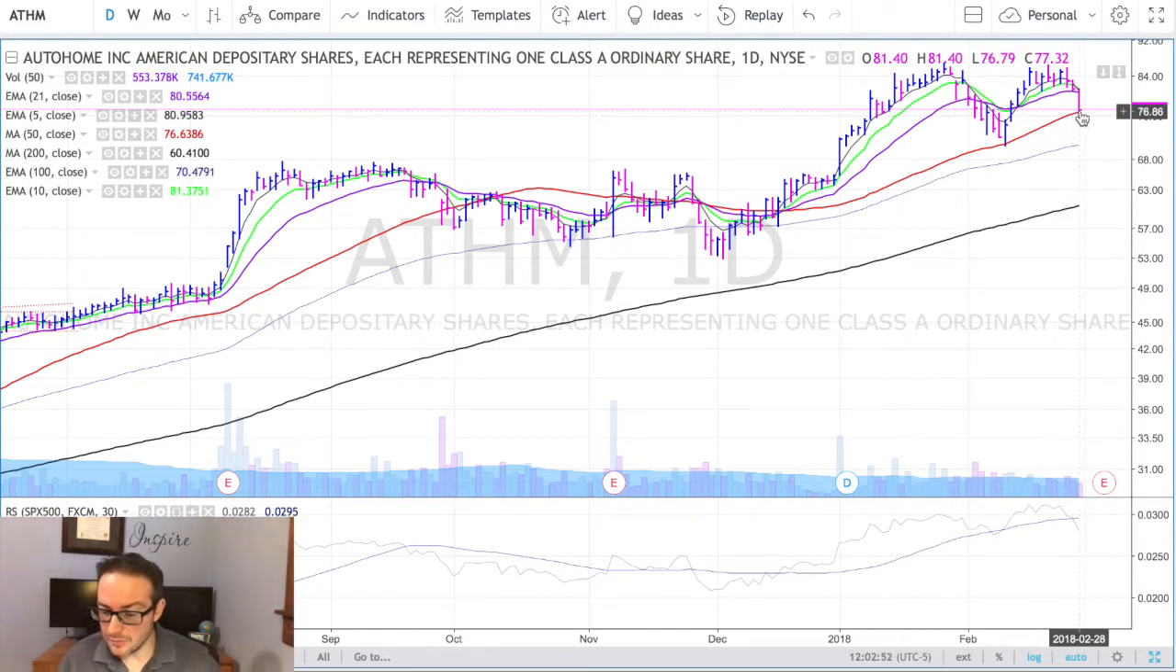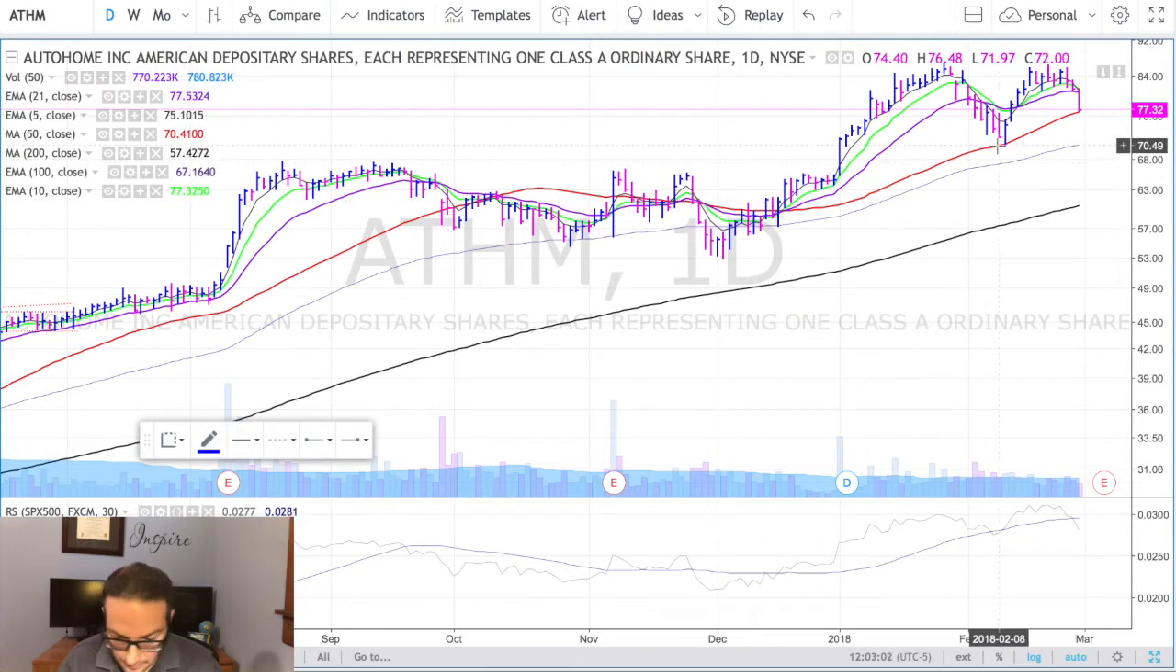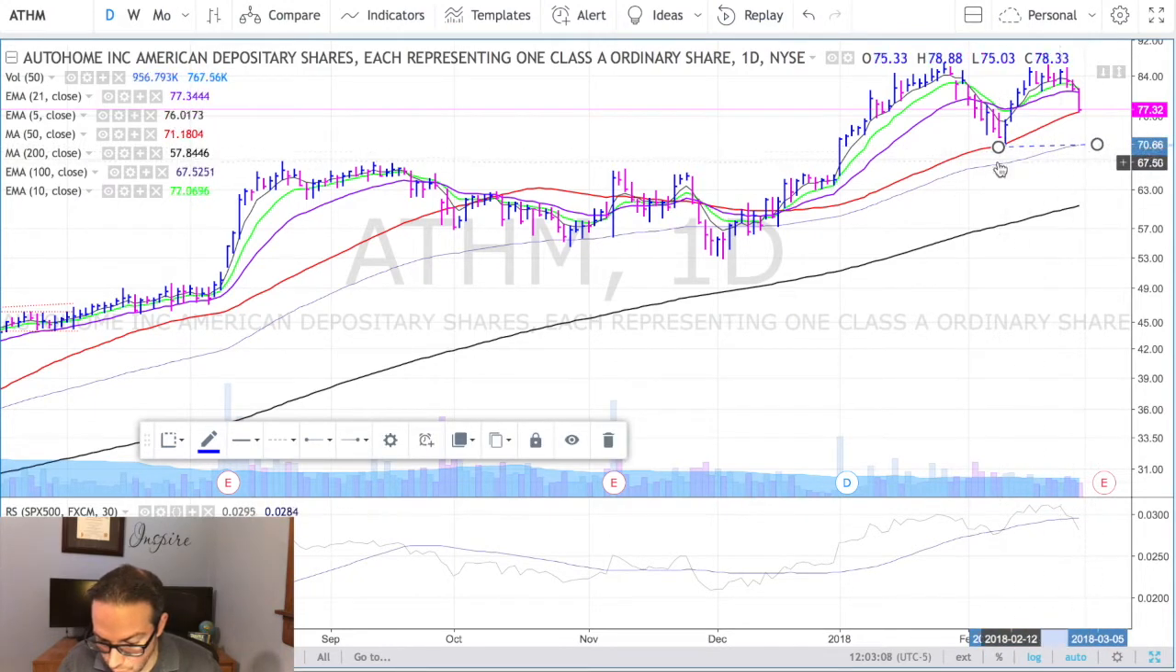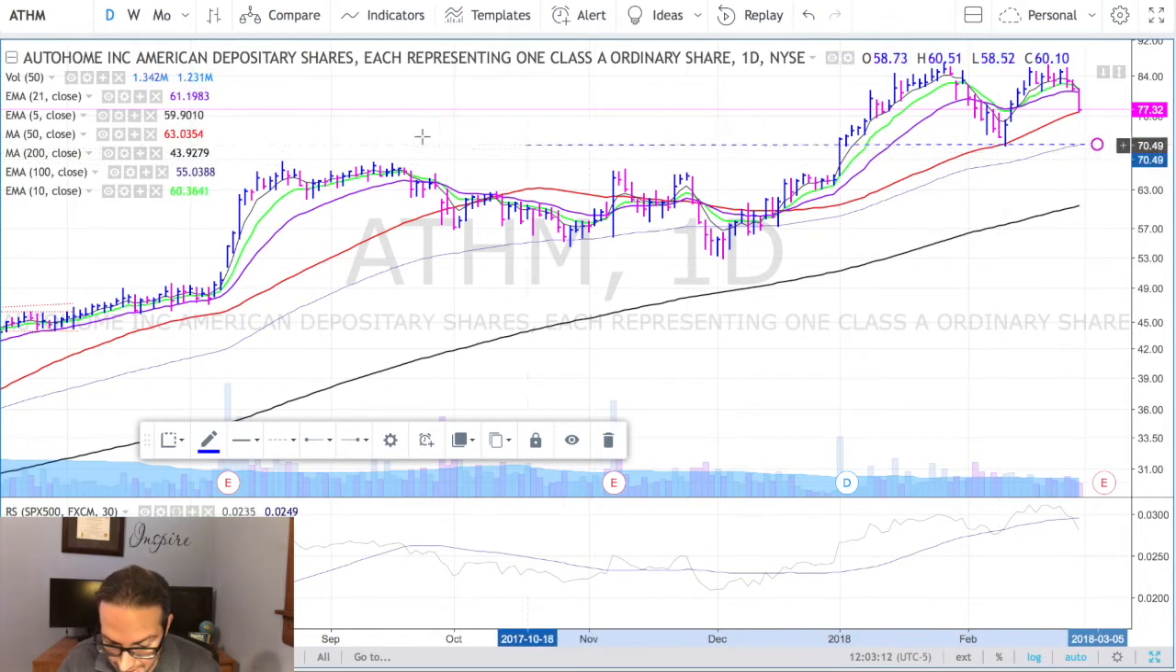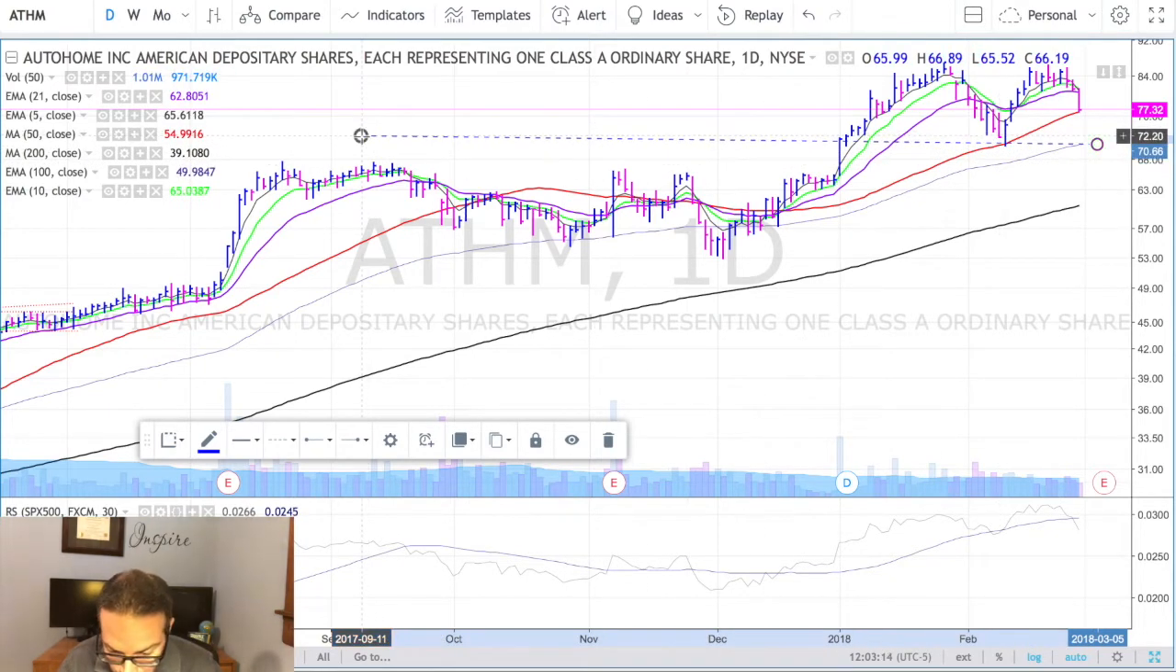Today is going to be an important day for ATHM, and if it fails and it ends up coming back below that 50-day moving average, you could kind of see that you have that 100-day moving average right there, right by support. And what does that correlate to? Does it correlate to anything?